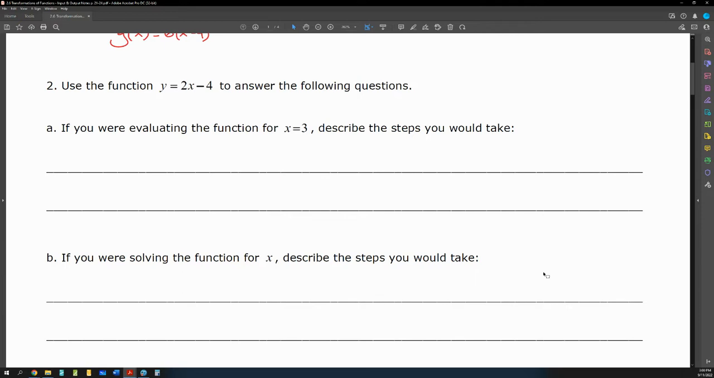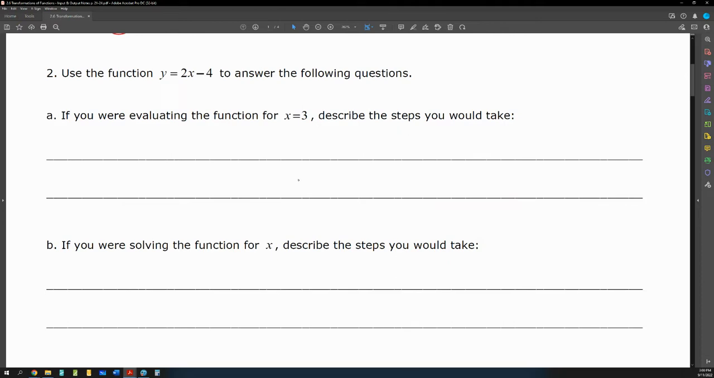Okay. Number 2, use the function y equals 2x minus 4 to answer the following questions. 2a, if you're evaluating the function for x equals 3, describe the steps that you would take. So notice here that we are evaluating the function. Whenever we're evaluating a function, we're going to use our order of operations, or PEMDAS, and we're going to go in that order. Now, as a reminder, PEMDAS is parentheses, exponents, multiplication and division, and addition and subtraction.